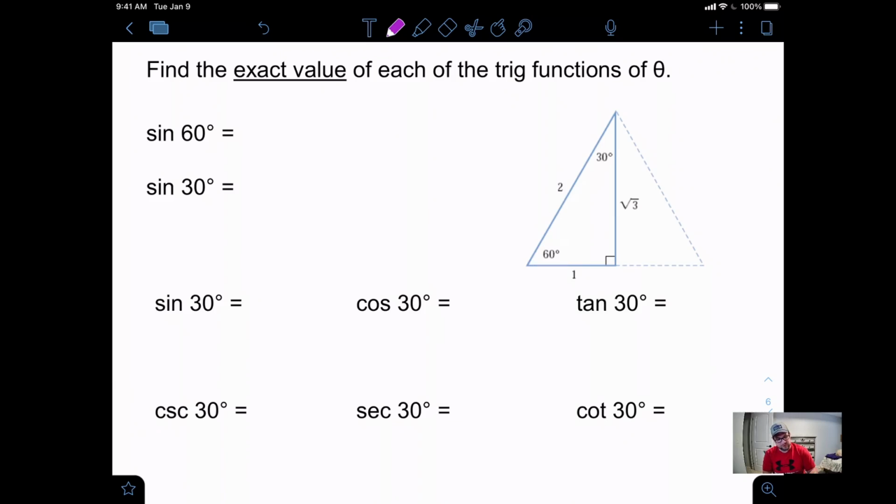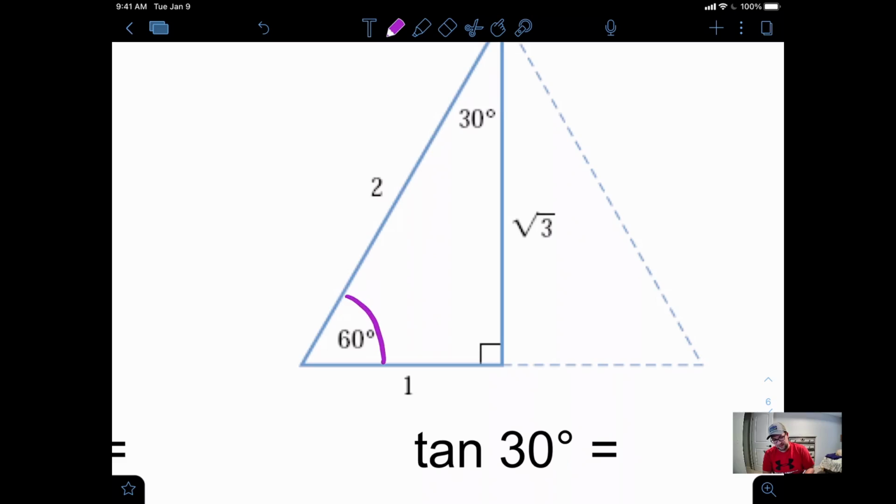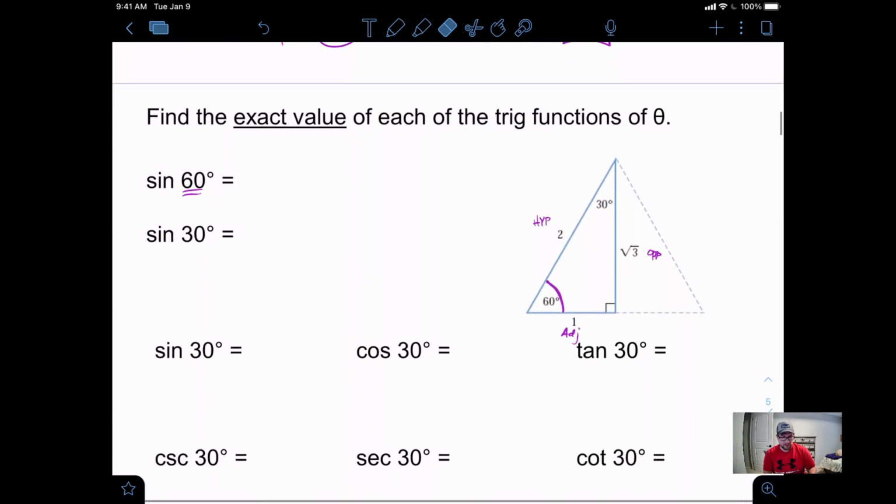So in this first problem, they say find the sine of 60. Well, that means go to your 60-degree angle. Obviously, your hypotenuse is right over here. Based off of that 60-degree angle, this would be your opposite, and this would be your adjacent. It's always based off of the angle you are working with. So our sine of 60 degrees would be the opposite, which is the square root of 3, over the hypotenuse, which is 2. Since we don't have a square root on the bottom, we are done at this point.